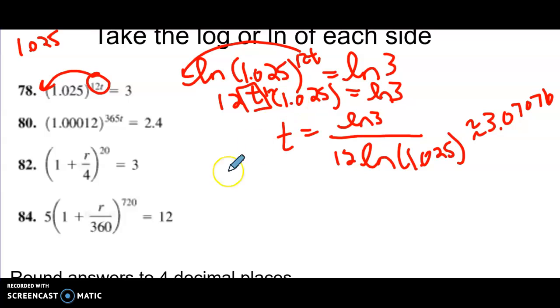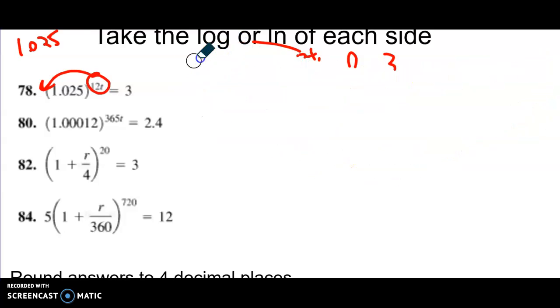So try the rest of these, pausing me if you want, to make sure that you understand it. You're getting the same answers, okay? Let me erase this for now so that I can show you the next problem.